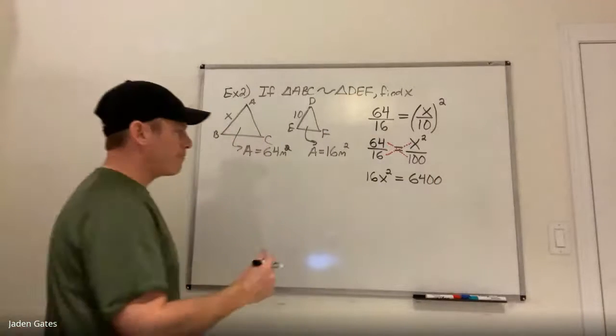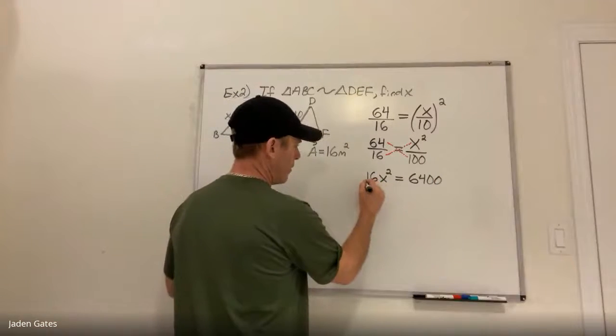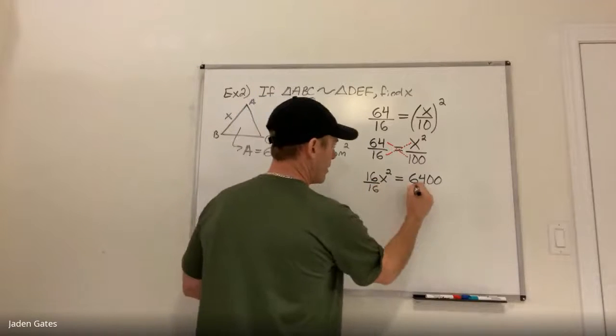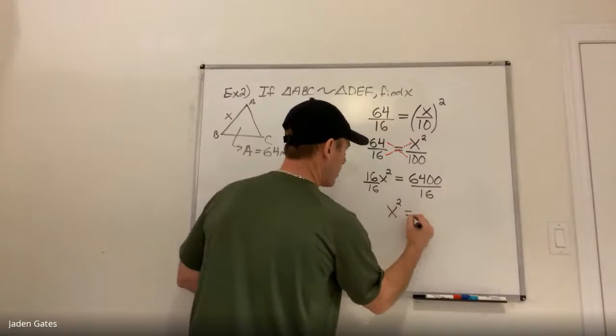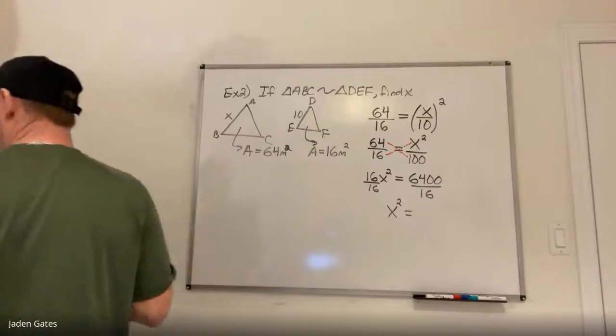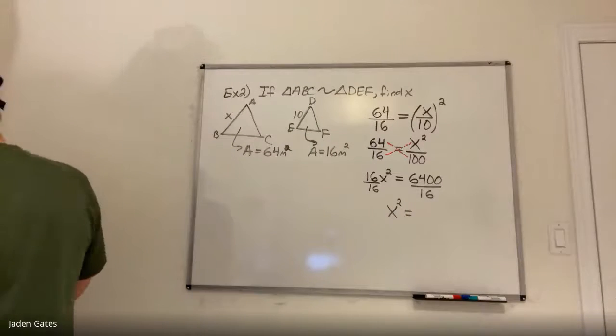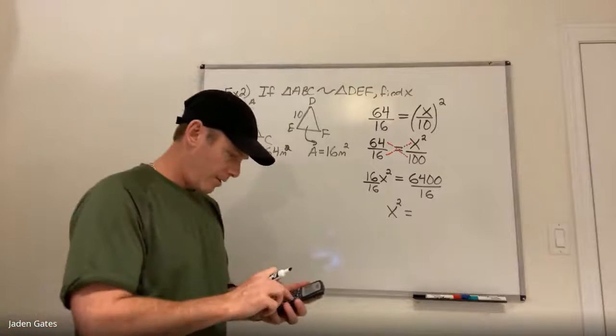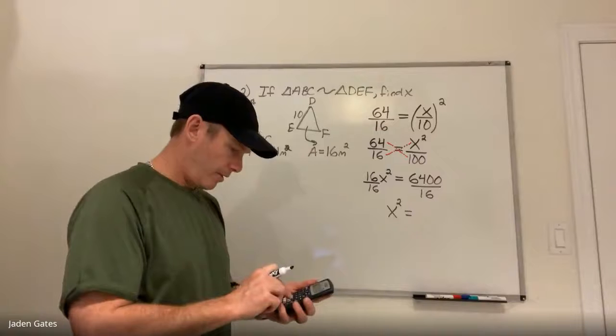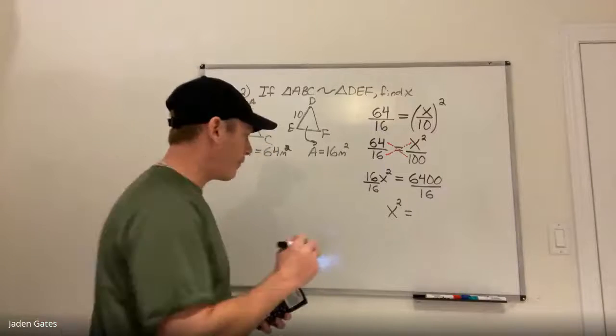Now I'm going to divide both sides, because I want to get x by itself here. I'm going to divide both sides by 16. And so now I have x squared is equal to, well, I'm going to use my calculator here, 6,400 divided by 16. I get 400.